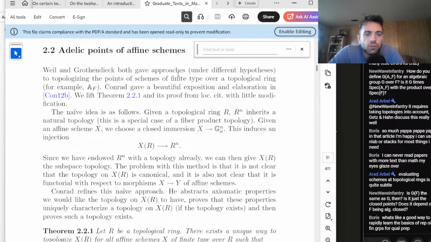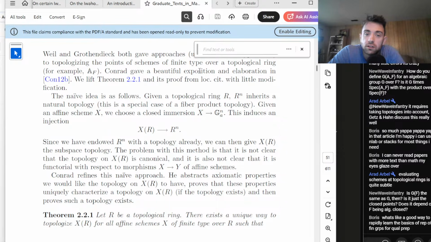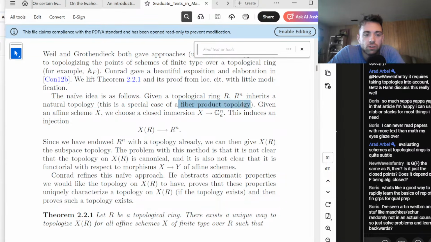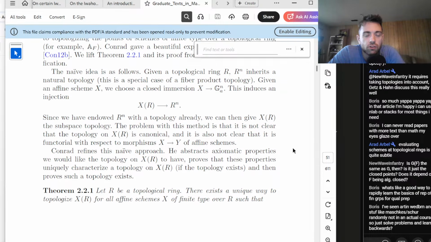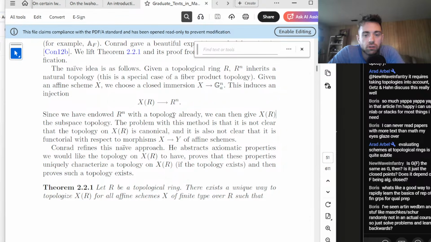Weil and Grothendieck both gave approaches under different hypotheses to topologizing the points of schemes of finite type over a topological ring. Conrad gave a beautiful exposition and elaboration in here. The naive idea is as follows. Given a topological ring R, R^n inherits a natural topology. Given an affine scheme, we choose a closed immersion here, which induces an injection here. And since we have endowed R^n with a topology already, we can then give X(R) the subspace topology.